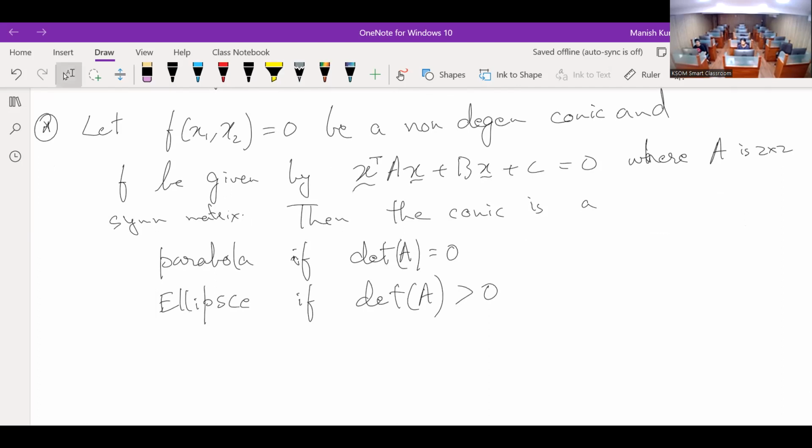So in all these cases, hyperbola if the determinant is negative. This is even better. Just by looking at the determinant of A, you can decide whether it's a parabola, ellipse, or hyperbola. In all these three cases, it's also possible that it could be a degenerate conic. But if it is not degenerate, then the determinant of the matrix determines it.